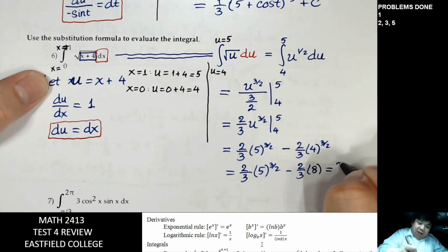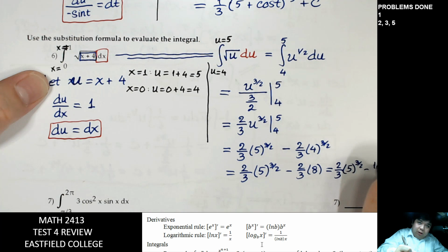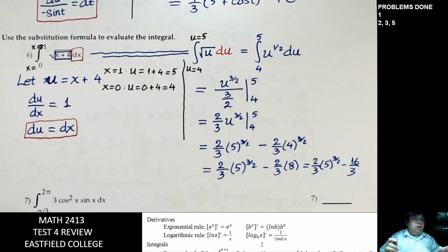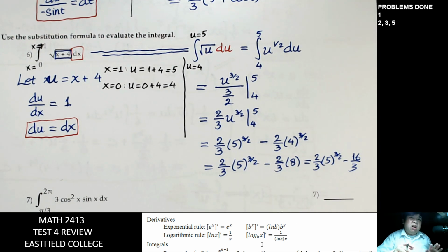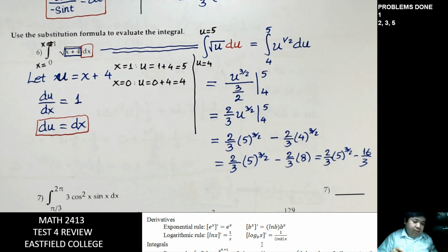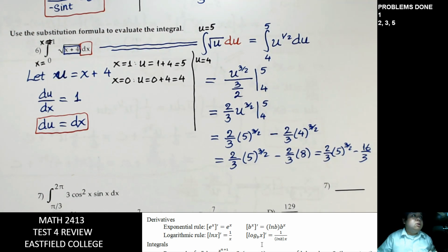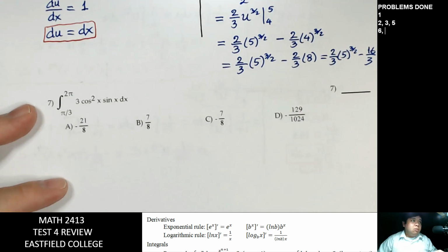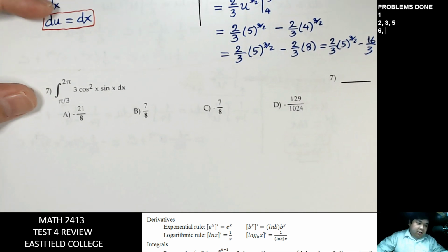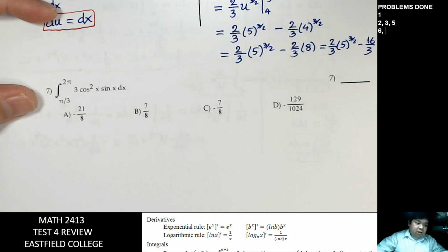Yeah, we just leave it like that. I mean, like this. Of course, this you can write like 5 square root of 5 or 10 square root of 5, but that's okay. I mean, that's good enough. And that is 6. Now 7. Pretty much the same thing here.